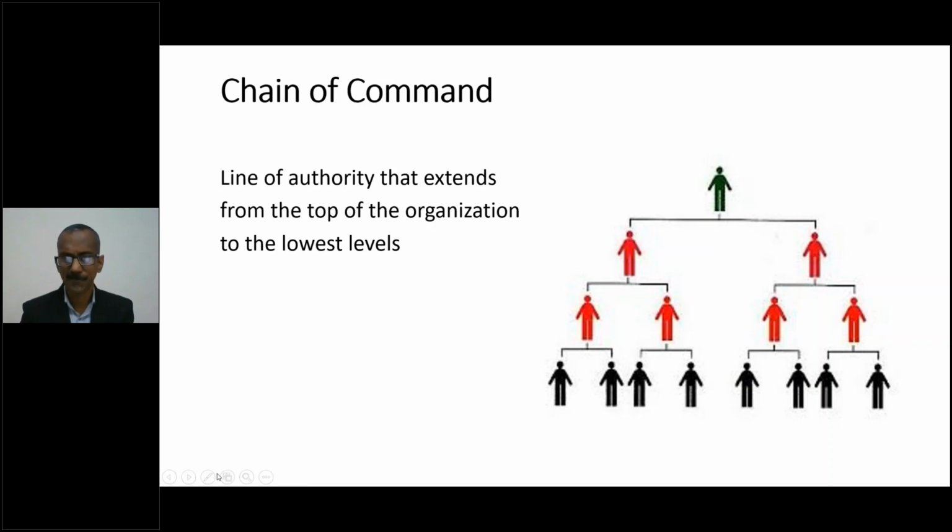Next element, chain of command. It's all about the line of authority that extends from the top of the organization to the lowest levels. Now, since we have a number of people from other disciplines, I think I should tell something about authority also. What is authority? The right to give orders, or the right to command. In simple terms, authority is the right to command. The chain of command refers to that line of authority that extends from the top to the bottom. It's an unbroken line of authority.